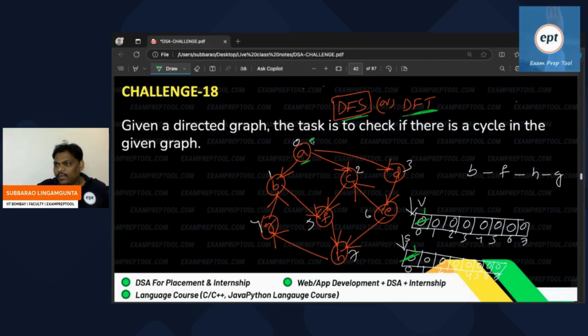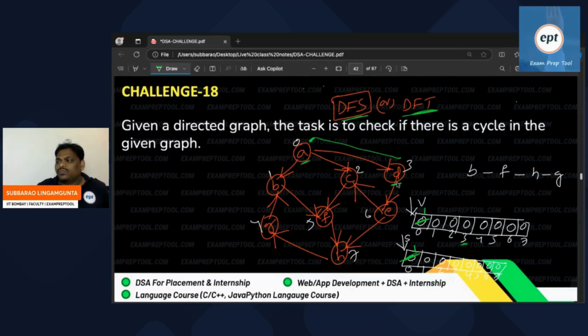Now see this one. I am here. A's adjacent are 3 people. You take any one. Let us say I will take A to D. I went to D. So remember, I am at D now. Visited of D, D means 3, is 0, which means it is not visited. It is not visited, so you can go and do DFT from here.